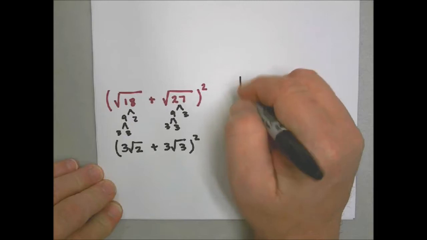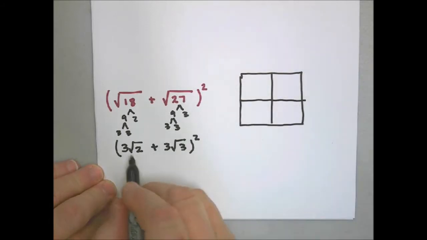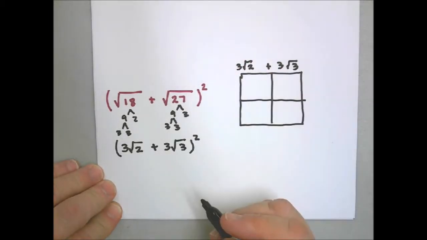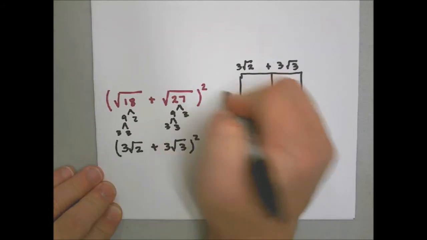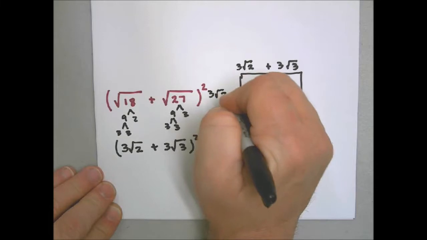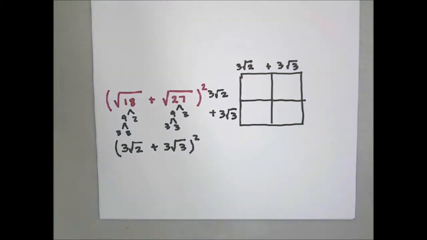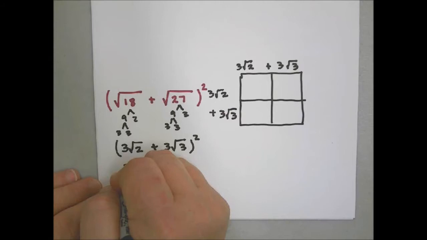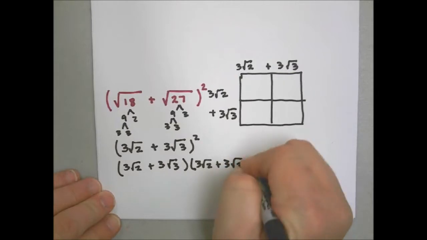I'm going to make my matrix box. I'm going to put 3 square root 2 plus 3 square root 3 on the top. But remember, I'm squaring this, so I'm really multiplying it against itself. So I'm going to put 3 square root 2 plus 3 square root 3 down the side as well. Because remember, if you're wondering why I did this, if I expanded this, this would be 3 square root 2 plus 3 square root 3 multiplied against itself, which is another 3 square root 2 plus 3 square root 3.